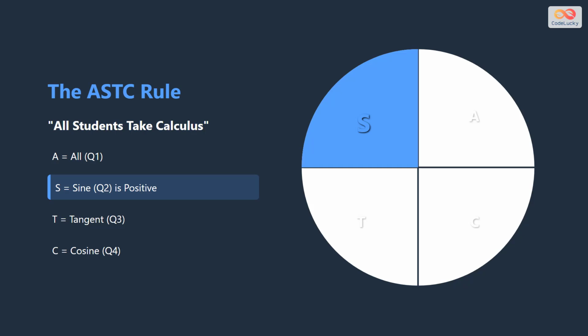A helpful mnemonic to remember this is "All Students Take Calculus." The letter S stands for sine, and it is placed in the second quadrant. This reminds us that only sine and its reciprocal are positive here, while the others are negative.